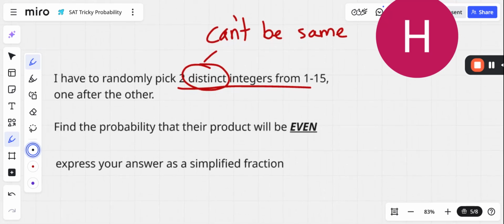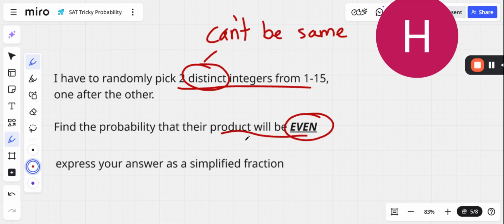Find the probability that their product will be even. Yeah, so this is also going to test your understanding of what even is. You may think you know what even is, but do you know what even is? Do you really know what that is? Do you even, bro? I guess you could say.